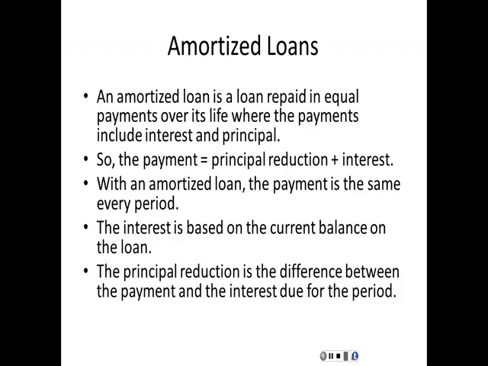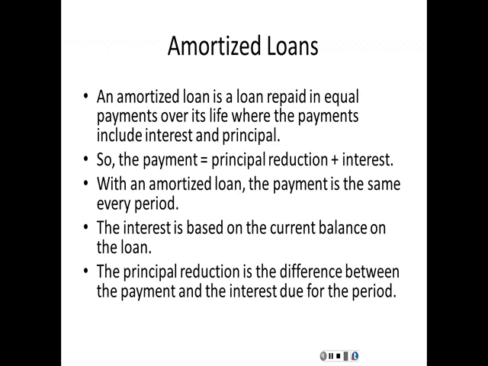An amortized loan is the idea that when you pay off the loan with your monthly or yearly payment, the payment goes to two places. First, you pay interest on the loan to a bank or whoever holds the loan for you. The second part of the payment is principal reduction. And when you add these two things up, it adds up to the payment.